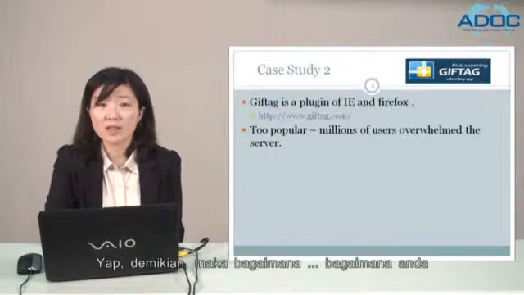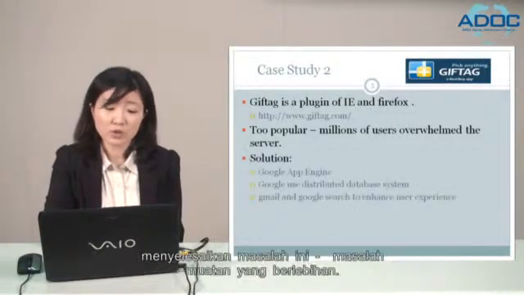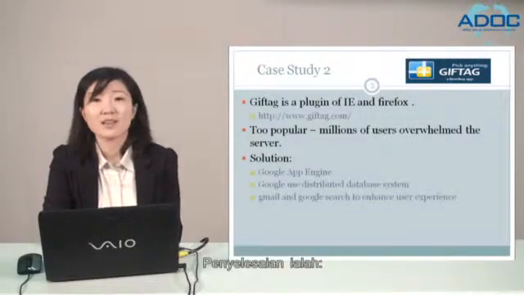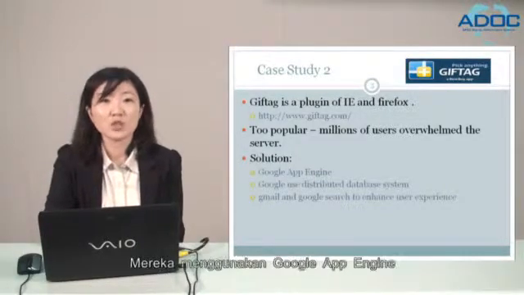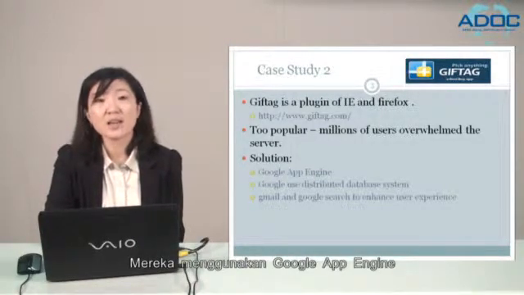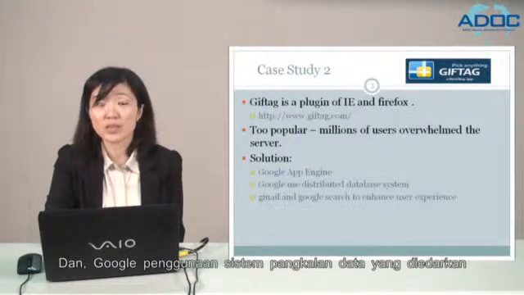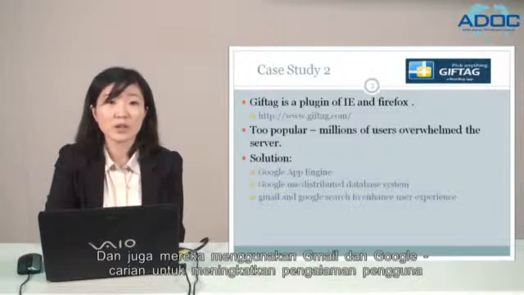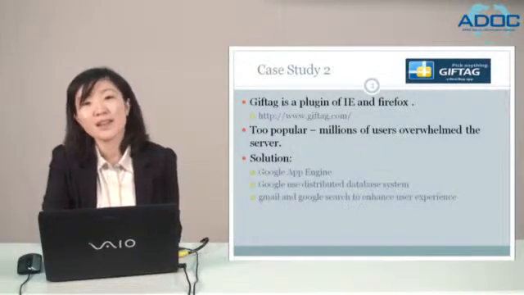So how did they solve this overloading problem? The solution is that they use Google App Engine. And Google uses a distributed database system. And also they use Gmail and Google Search to enhance user experience.